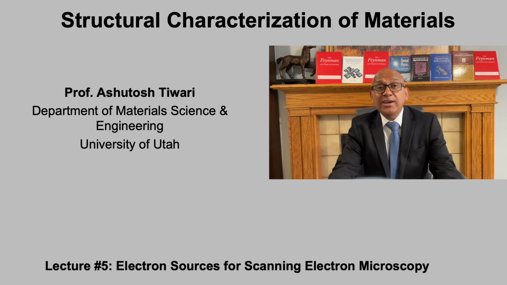Parameters like probe size, probe current, convergence angle, and accelerating voltage are not abstract things. They are ultimately controlled by the hardware of the microscope. To understand how these parameters are established, we begin with the most fundamental component of the SEM, the electron source. The electron gun determines the brightness, stability, and energy spread of the beam, and it sets the fundamental limits on what the microscope can achieve downstream.